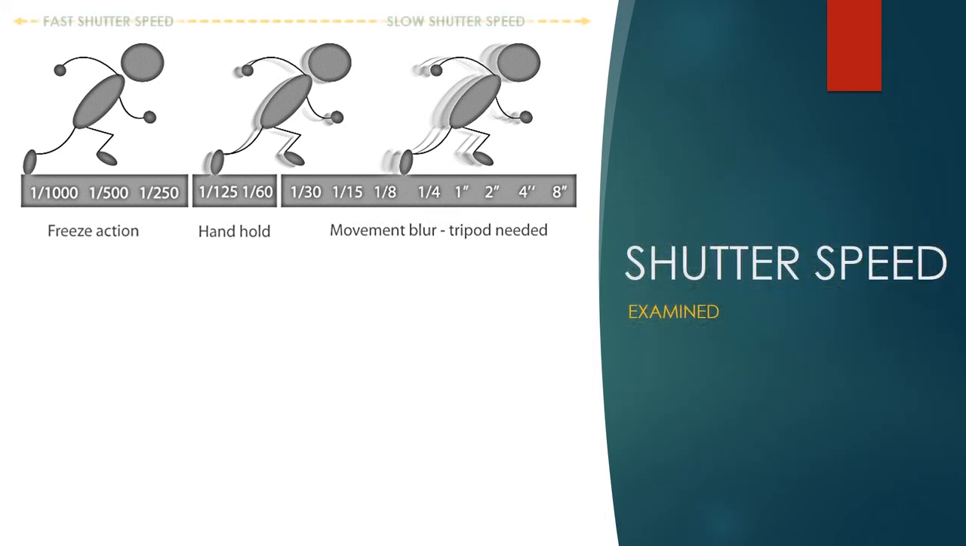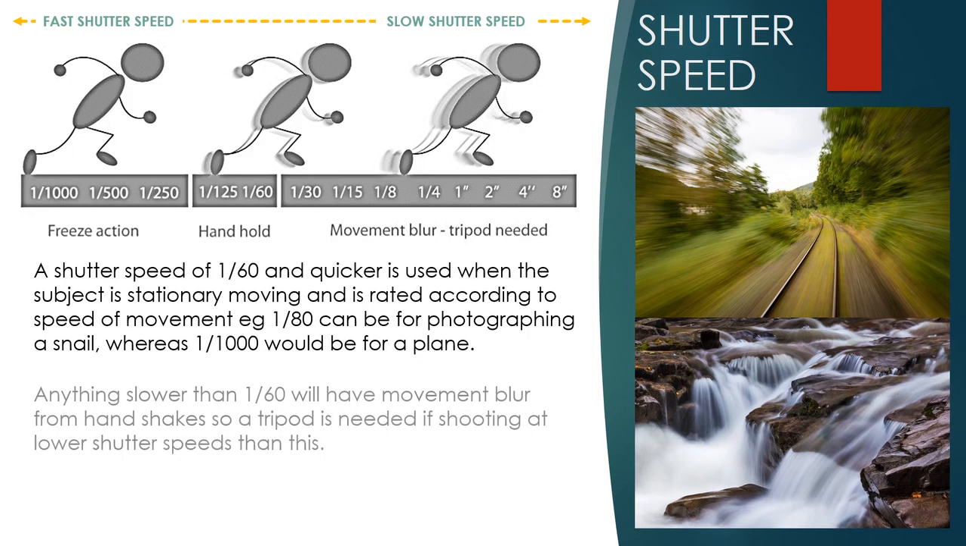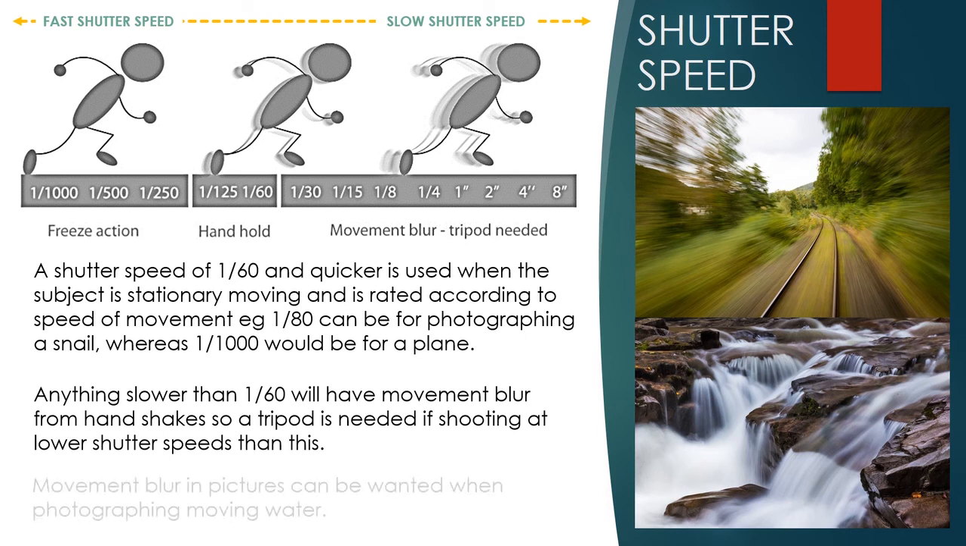Now, if your subject's standing still, again, the average is 1/60. Anything slower than that really will cause shake, just because if you hold your camera, it will shake because your hands are not fully still. So if you go anything slower, it's advisable for you to have a tripod, and then with a tripod, you wouldn't get that movement blur. Now, not all the time is blur bad. You might want blur, for example, when you're taking pictures of waterfalls, because you'll get that movement of the water.